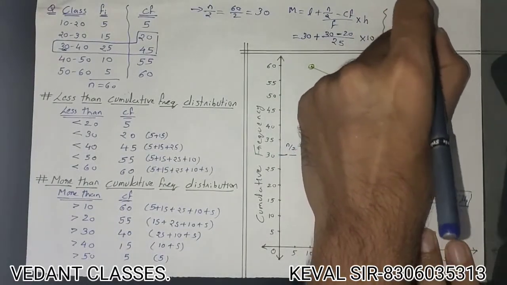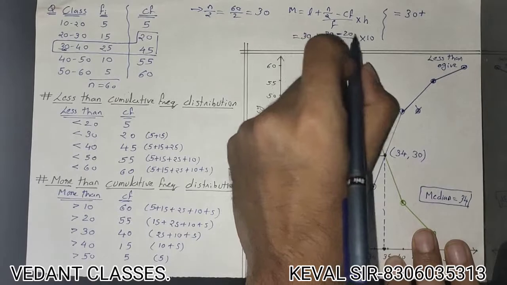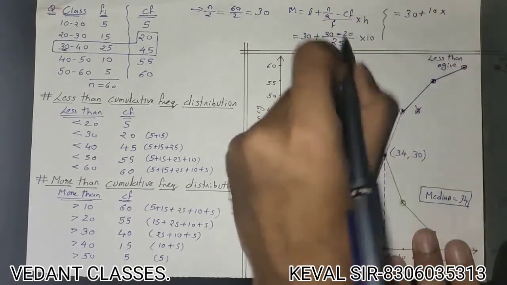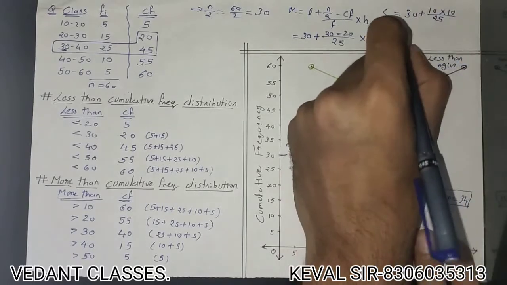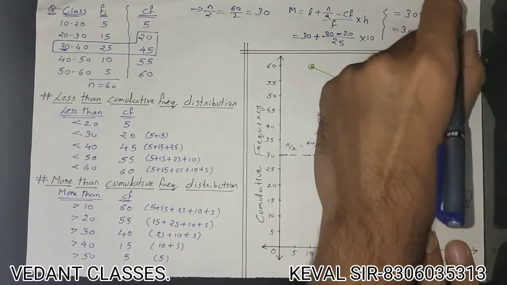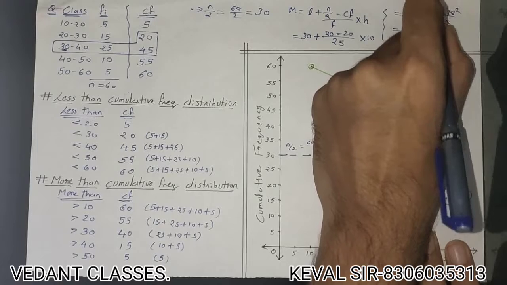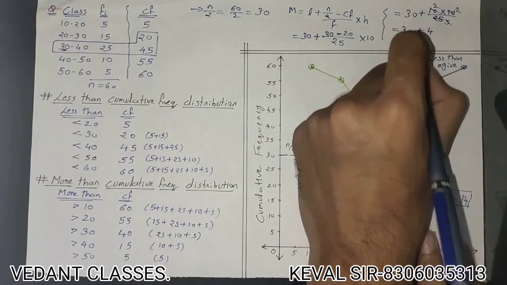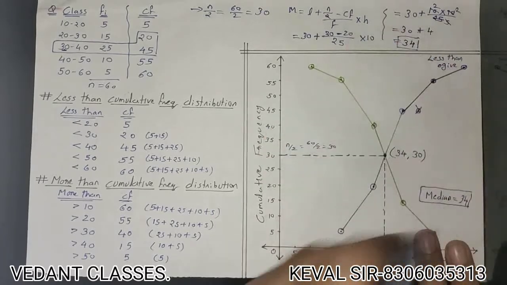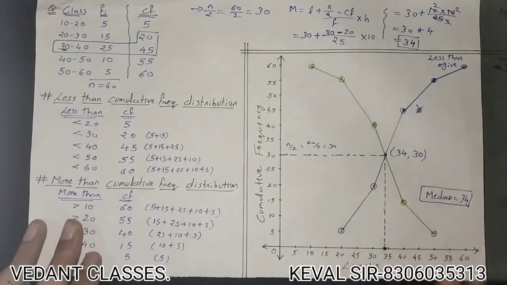So let's solve this one. It will be 30 plus 30 minus 20, so it will be 10, into 10 upon 25. We are getting 2 and 5, and here it will be 2. So it is 30 plus 4, so it will be 34. So using the formula we have verified the value of median is 34. So our graph is correct.